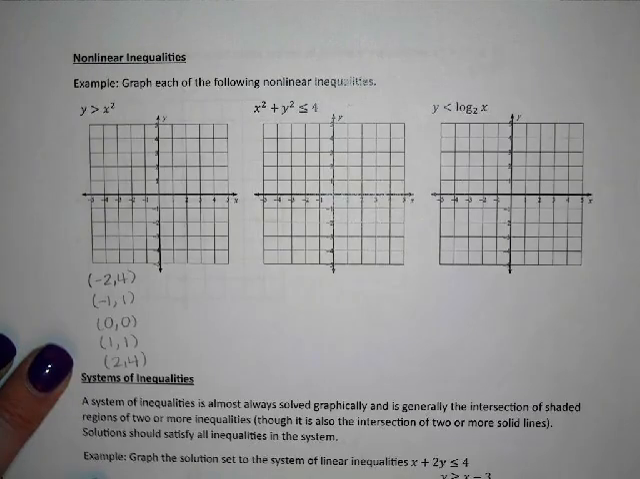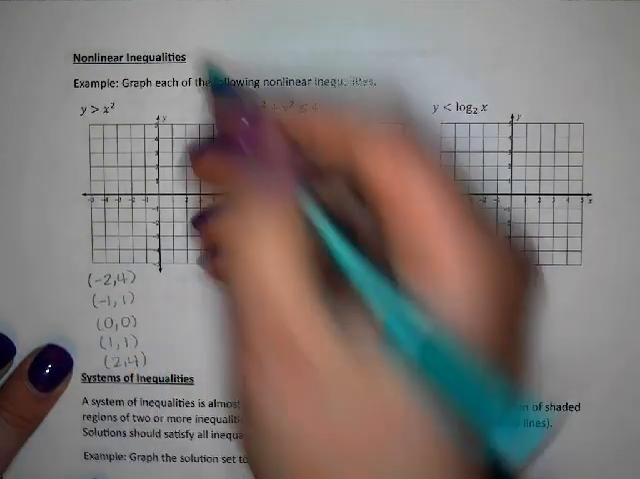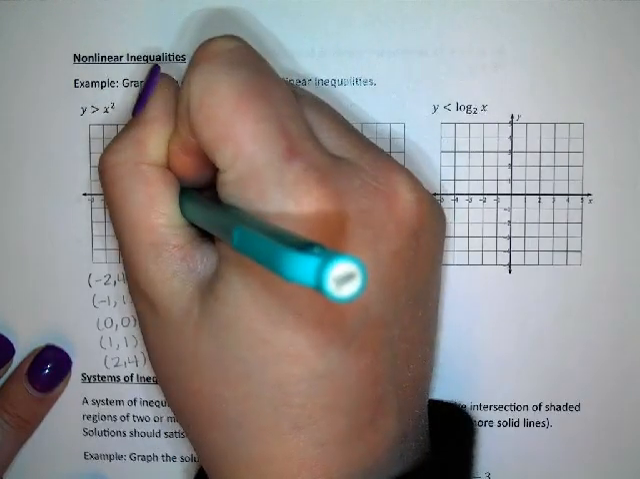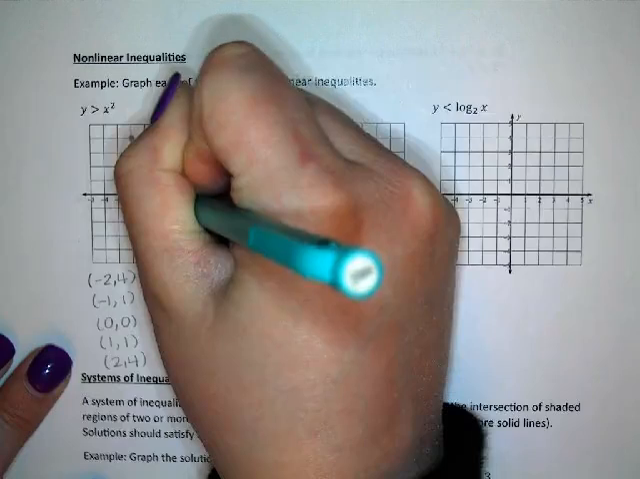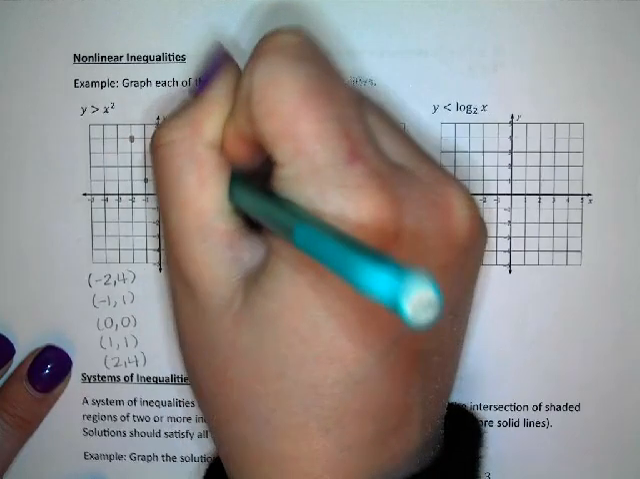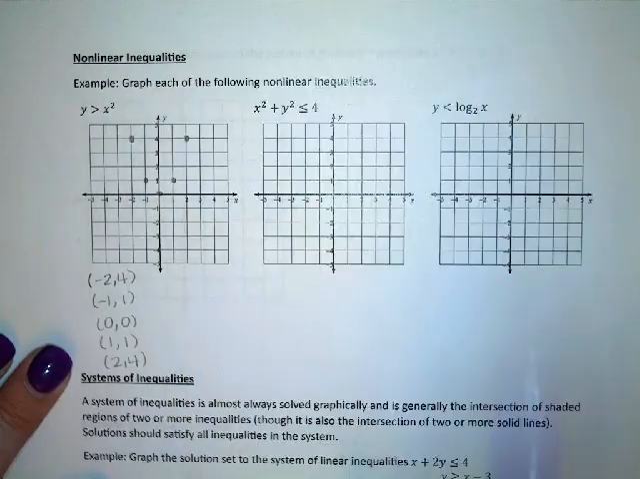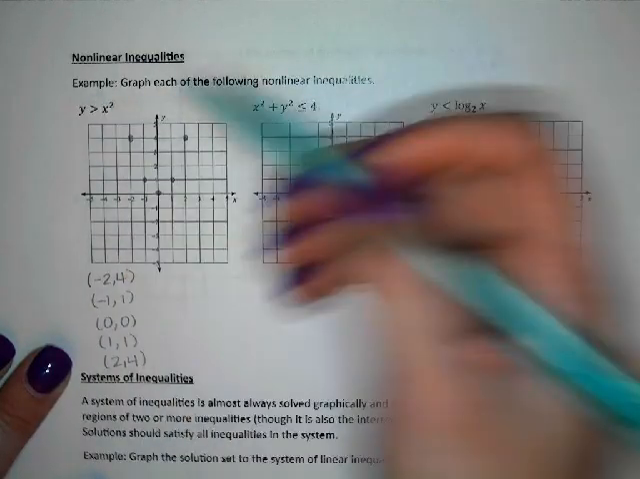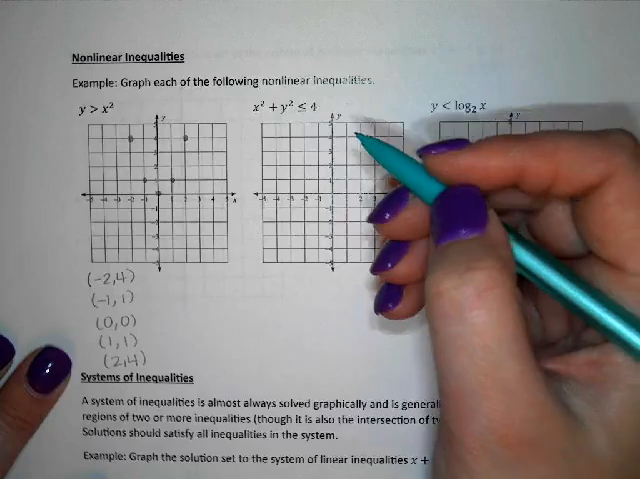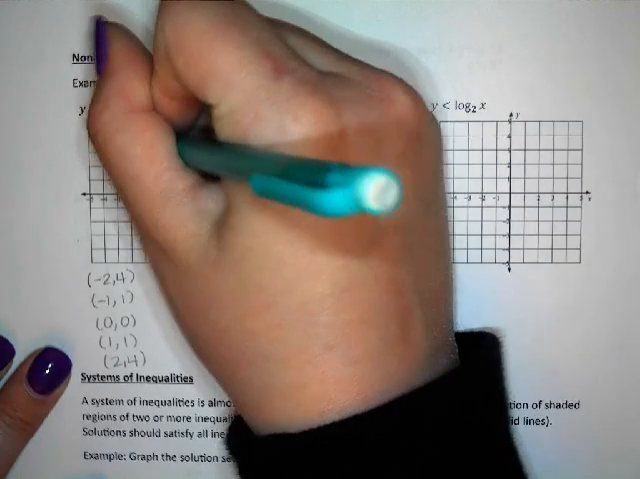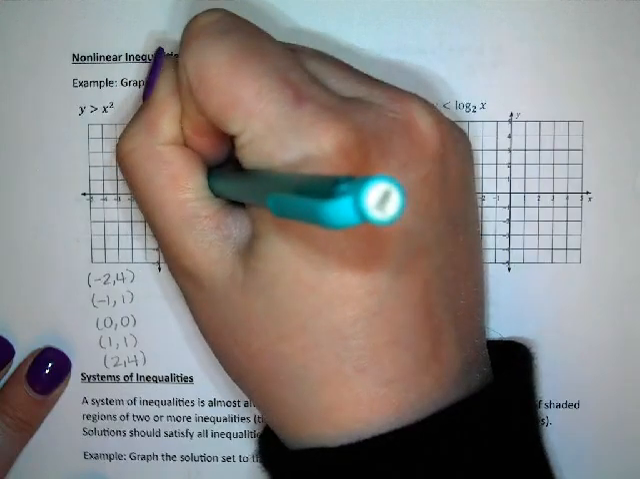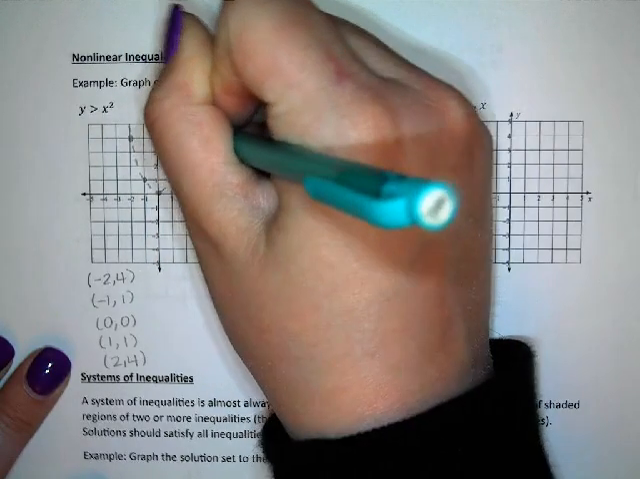So I'm going to go ahead and graph each of these points. -2, 4, -1, 1, 0, 0, 1, 1, 2, 4. And then because of the symbol, it's a greater than symbol, so I know that I should draw a dotted line to make this parabola, that the points that are on the curve itself are not solutions.